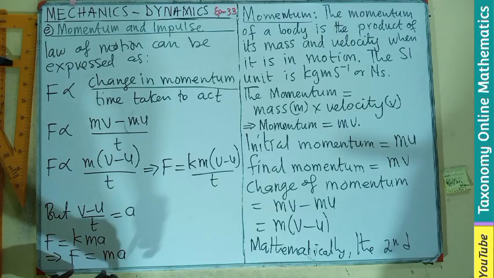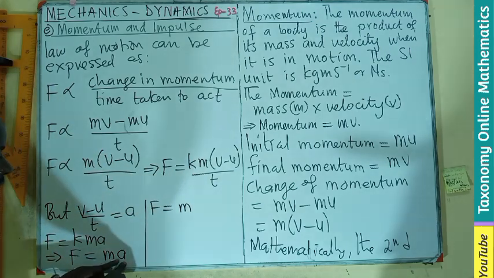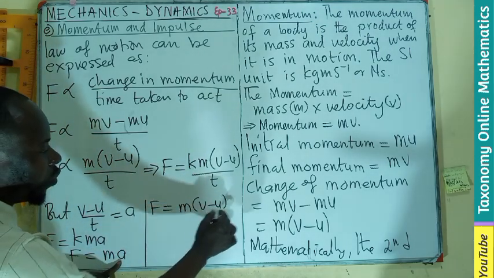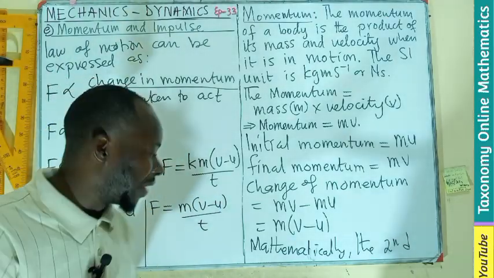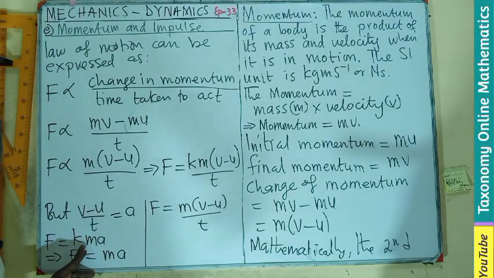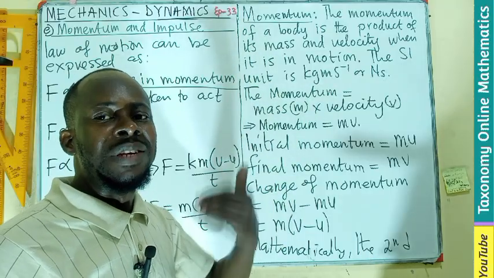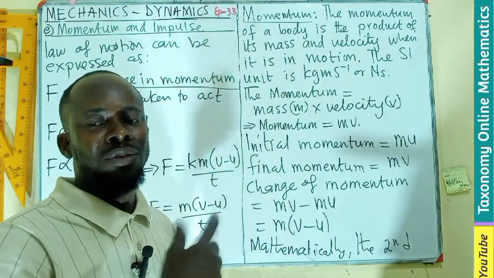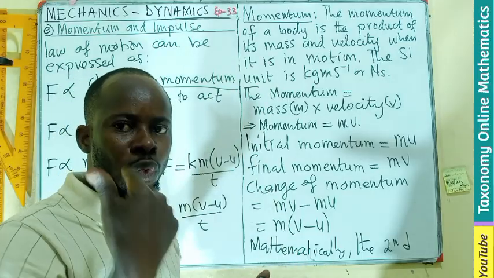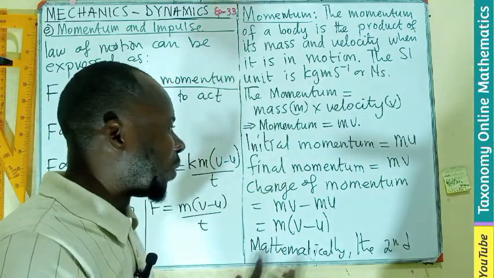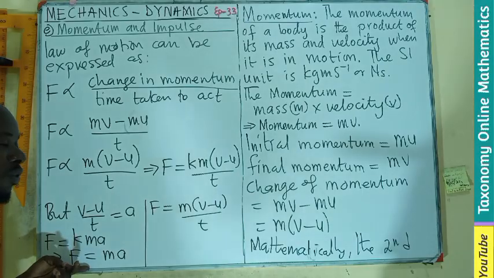F equals MA. So we can come back and say F equals M times V minus U divided by T, in order to eliminate the constant of proportionality, making K equal to 1 by the definition. The proportionality we are using is that a force is a Newton. It's just the force needed to move 1 kilogram of a body by an acceleration of 1 meter per second squared. So in that section, we can easily say our constant of proportionality becomes 1.